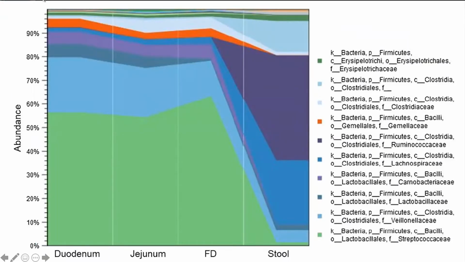So this is data from Dr. Mark Pimentel's lab that was published just earlier this year. You can see at the bottom here on the x-axis, duodenum, jejunum. FD is their term for the furthest distance that the scope could go in the ileum. So it essentially means ileum for the most part, compared to a stool sample. The take-home point here is the different colors represent the different major groups in the different compartments, but it's fairly consistent across the small intestine. And then suddenly you have this huge change in the large intestine, which is reflected by the fecal sample.